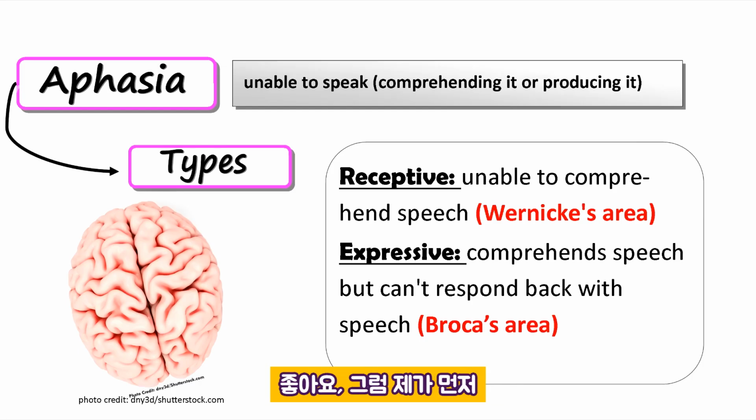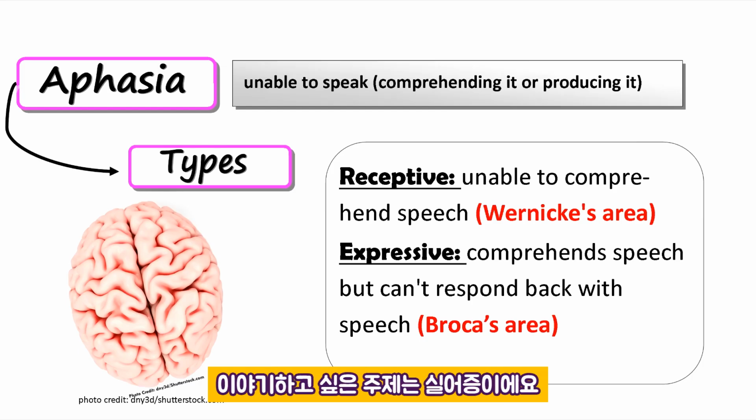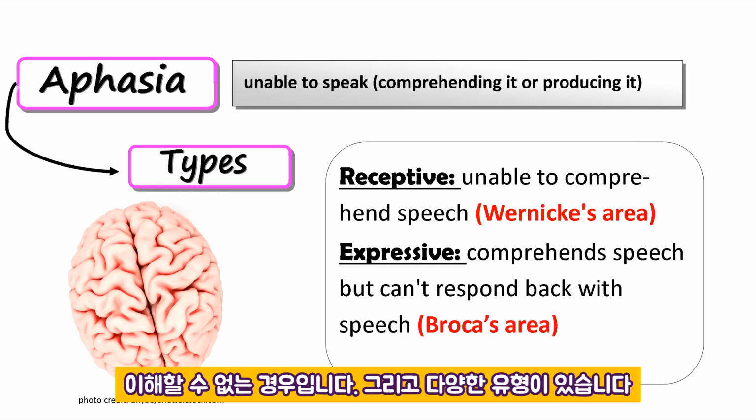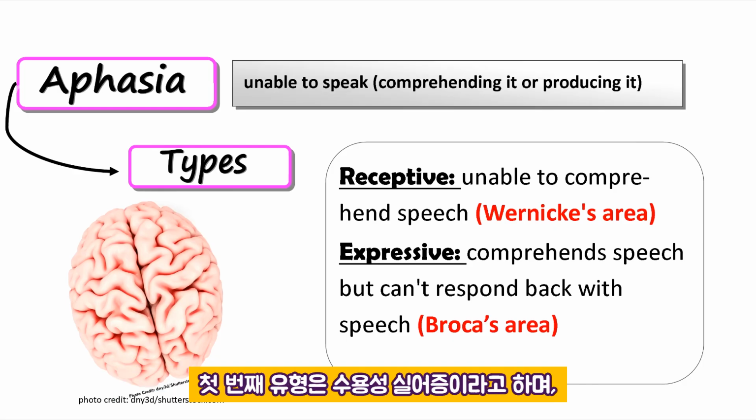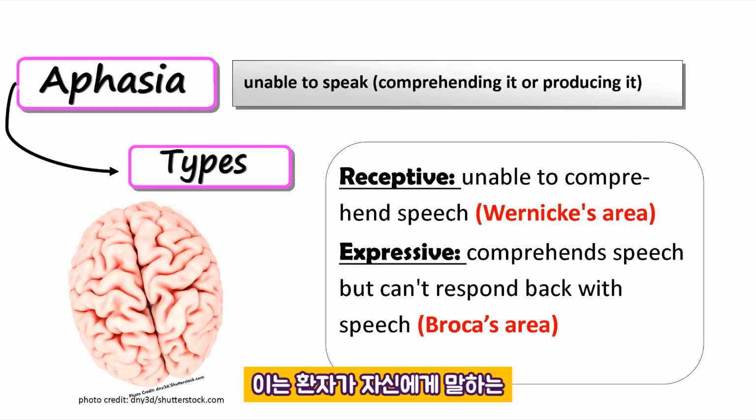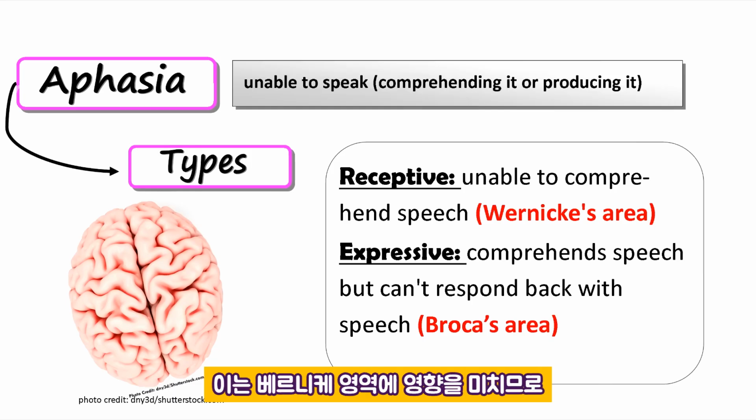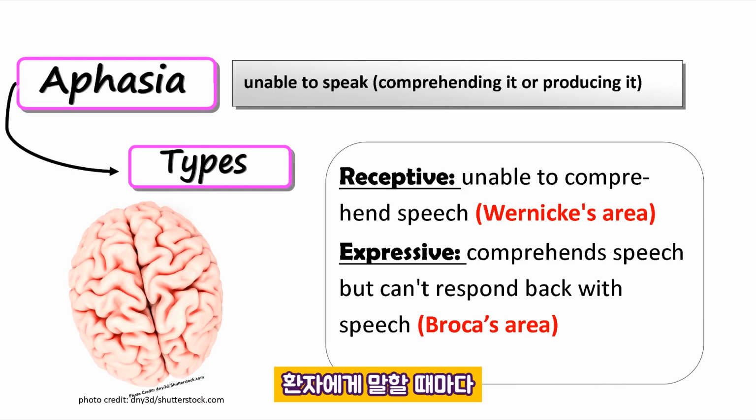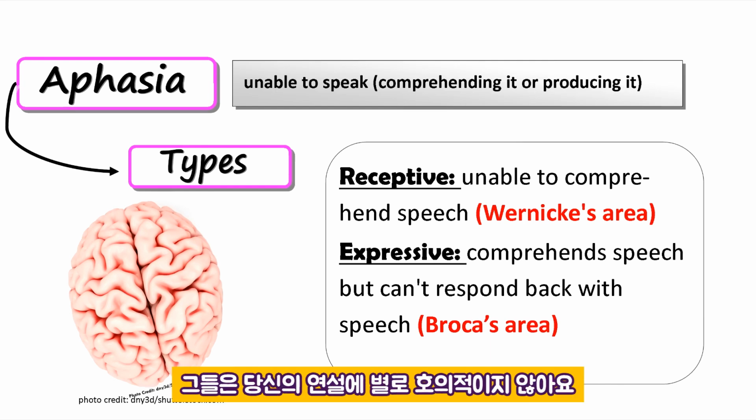Okay, so the first topic I want to talk about is aphasia. This is where they are unable to speak or comprehend the speech that you're speaking to them, or producing speech. And there's various types. The first type is called receptive aphasia. And this is where the patient is unable to comprehend the speech spoken to them. And this affects the Wernicke's area. And so whenever you're talking to the patient, they're not really being receptive to your speech.